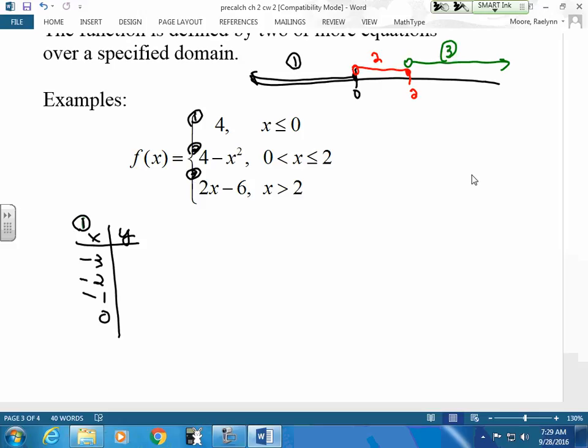So I'm going to put this in my calculator, whatever this equation happens to be, and just look at my table for these 4 values. In this case, everything is equal to 4.